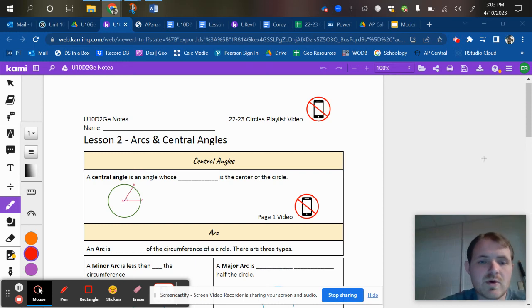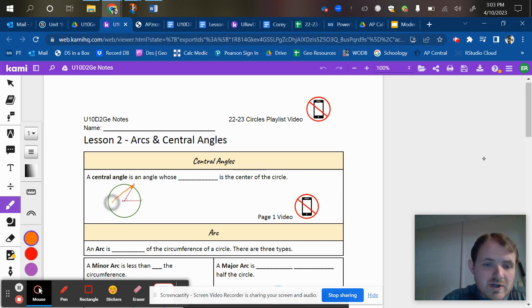Hey guys, we're working more with circles today, specifically angles in a circle. So the central angle kind of gives it away where it's going. It's going to that center of the circle. So again, anytime you've got an angle that comes to the center, that would be a central angle. This would be something that is not a central angle. But anything that comes to the center is going to be a central angle.